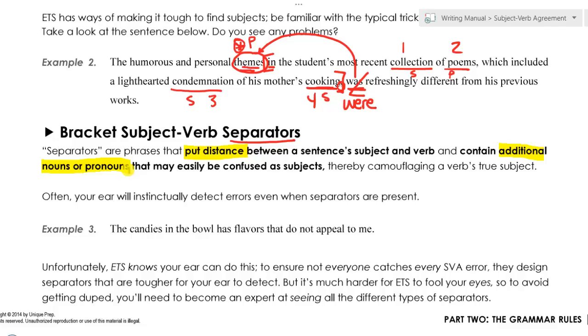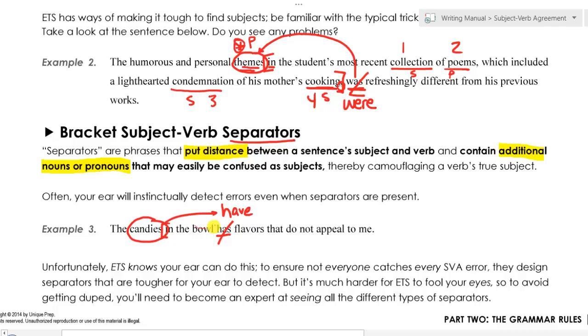And so anyway, if you look at example 3, and again, pause the video if you need to and see if you can catch an error if there is one. Indeed, there is an error here. This "has" is not supposed to be has, it's supposed to be have. Why is the has supposed to be have? Because our subject here is candies, and we don't say that candies has flavors, we say the candies have flavors.